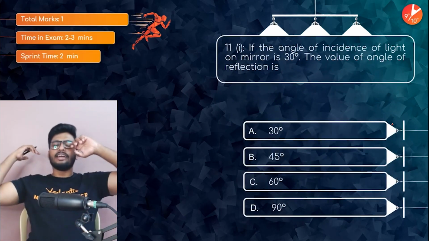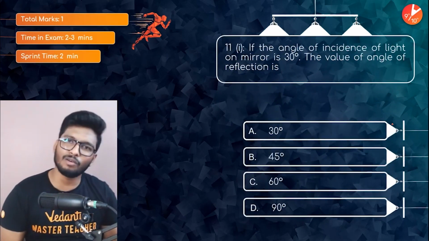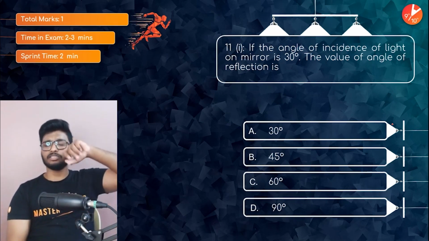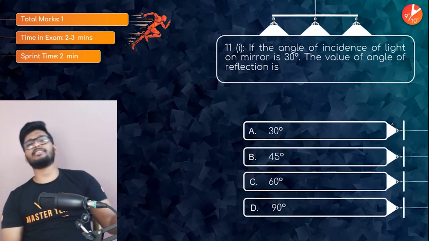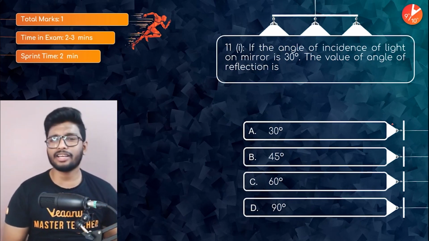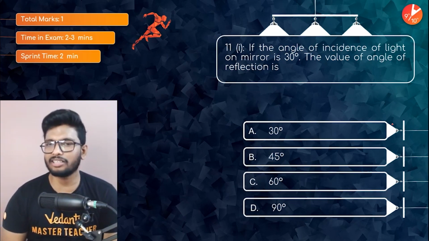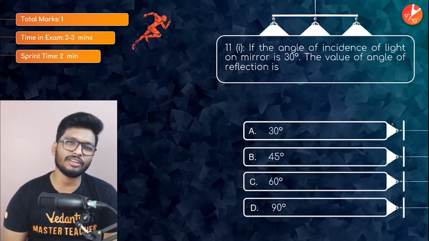Here's the first question. It's a 1 mark question again, because all the questions are 1 mark. 2 to 3 minutes is what you get in your examination, but we'll try to do it in less than 2 minutes because it's Sprint X, right? Here's the question. If the angle of incidence of light on a mirror is 30 degrees, what will be the value of the angle of reflection?